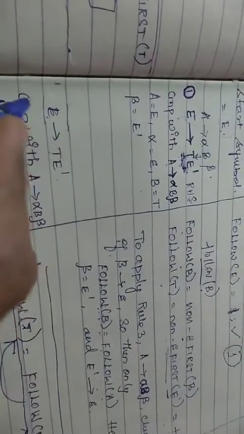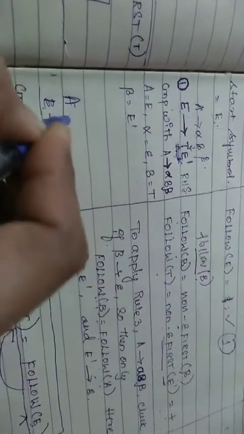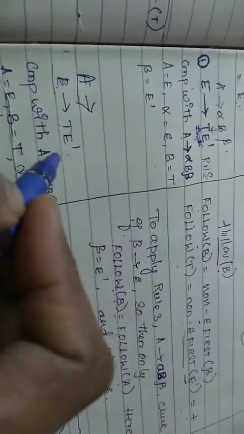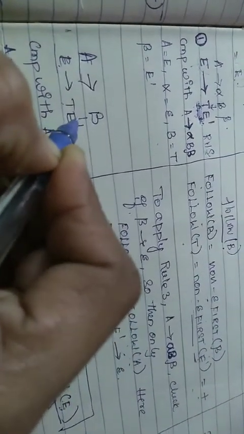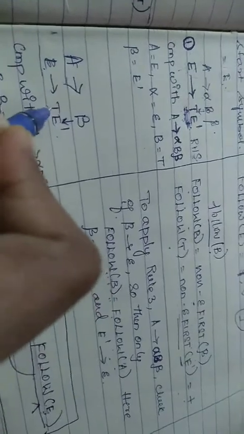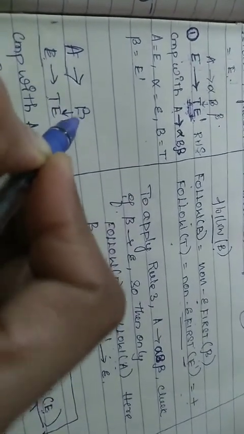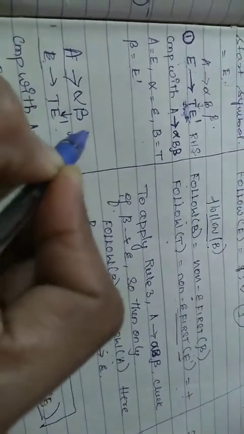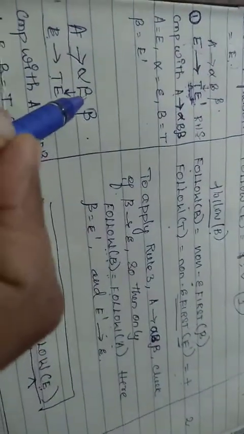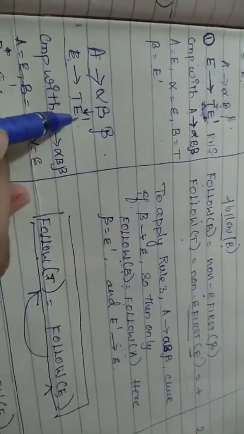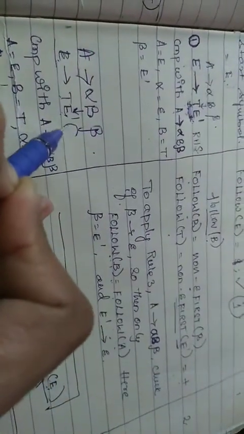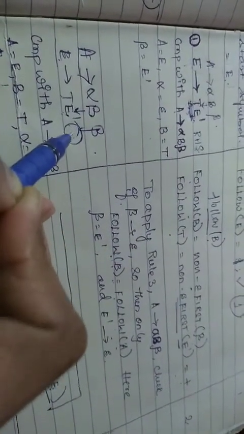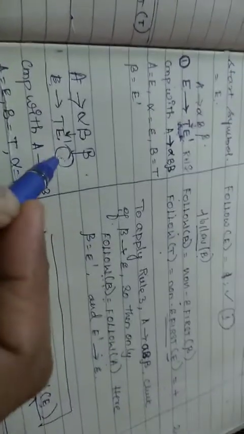Now what is your definition? E gives TE dash. Now what do I have to compare with? A gives alpha B beta. Make sure that your B is equated with a non-terminal. Earlier I equated it with T. Now I am equating it with E dash. So alpha B beta. Right? Follow of B. What is B here? Follow of E dash. Since beta is epsilon, I don't have any beta, right?